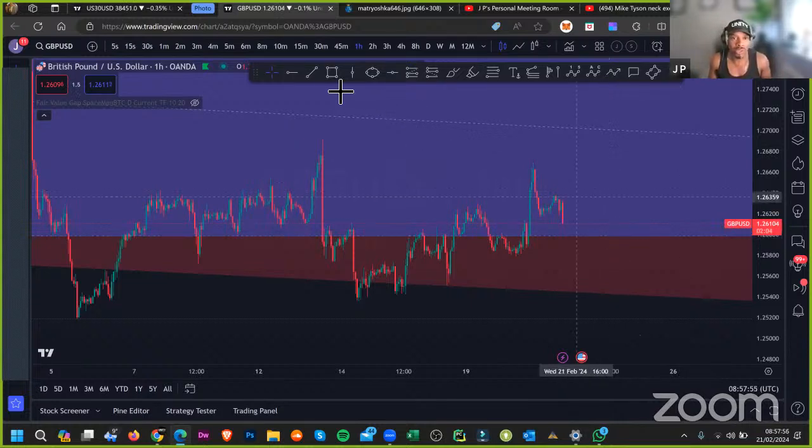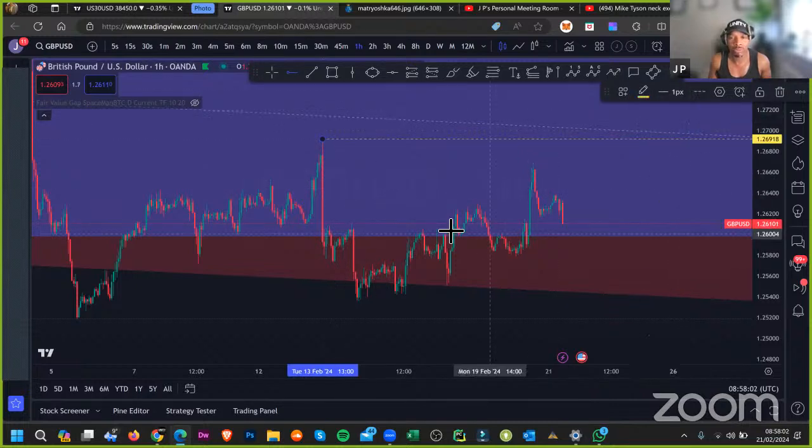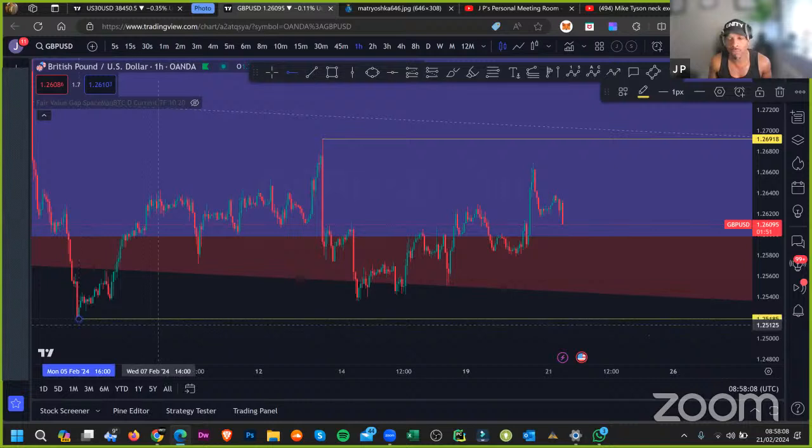So my concern is still, is this market going to close above here? Nice and neat. Make it yellow. Here you go, dashed. Nice and clean. Or is it going to be closing below this level? That's what I want to know.